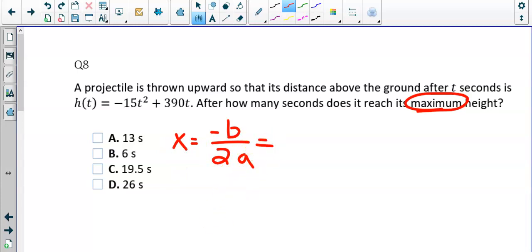So who's your B? Nope. B. Say it again. Nope. Your B. The 390. That's your B. But I need the opposite of that. Negative 390. 2 times, what's your A? That's your negative 15. So all we got to do is go to our calculator. Let it do some handy-dandy calculating. Okay?